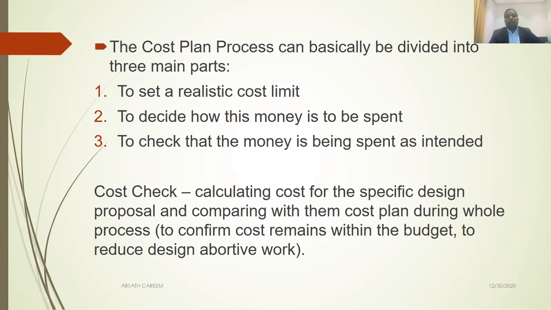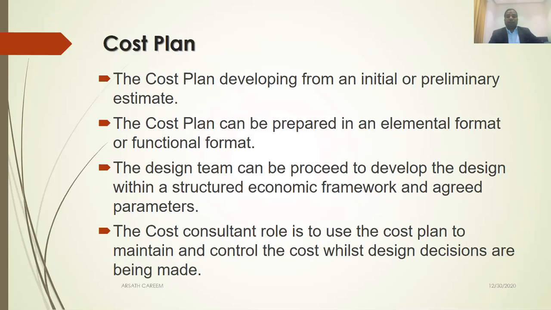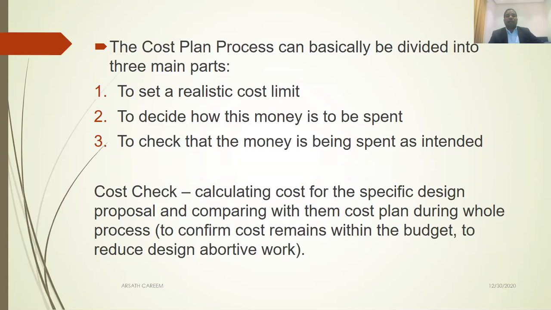First, you need to set the limit. Then you have to decide how this money is to be spent. It means it's a cost target. As I discussed before, here you are using the elemental format, so you divide the budget proportionally into elemental costs. For example, if you want to build a hospital, let's say 100 million, that is your cost limit. From the preliminary estimate, you identify that 100 million is your budget, the cost limit. Now you have to decide how you are going to spend it. For example, what are the main elements you have? Substructure, superstructure, internal finishes, whatever it is.